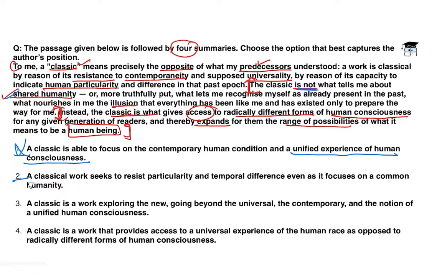Option 2. A classical work seeks to resist particularity and temporal difference even as it focuses on common humanity.